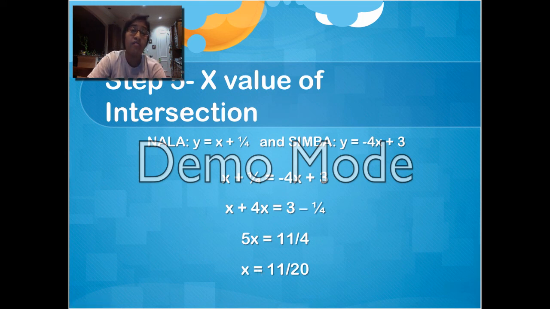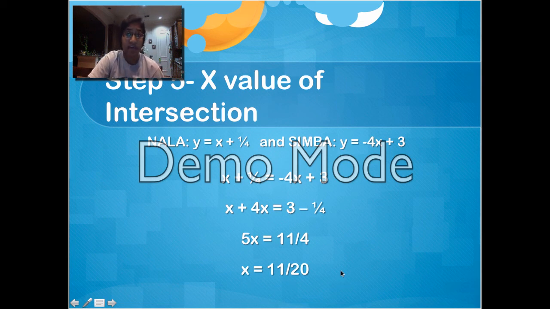So now that we have both of the tangent lines, we know that Nala and Simba are going to meet at the point where the tangent lines intersect. And to find the intersection point of any equation, you're going to have to set both equations equal to each other. And so we're going to set y equals x plus 1/4 equal to y equals -4x plus 3. And so I wrote it out right here and solved it, as you can see. And we get the x value of the intersection point to be 11/20.